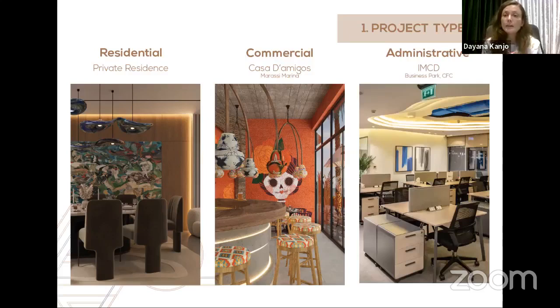And then we have the administrative project اللي هو مكاتب, and we chose a project الشركة اسمها IMCD, and this is in Cairo Festival in Business Park. And when it comes to the administrative, there is a behavior there and there is an identity of the company there. So these are 3 examples of aesthetics when it comes to the design of the company طبعا or the project.